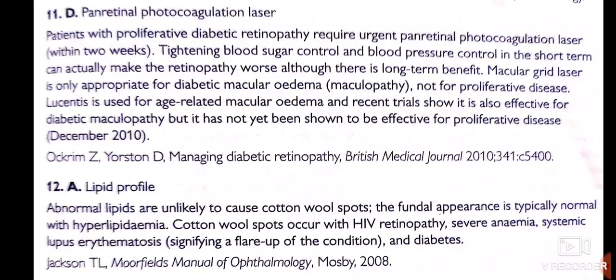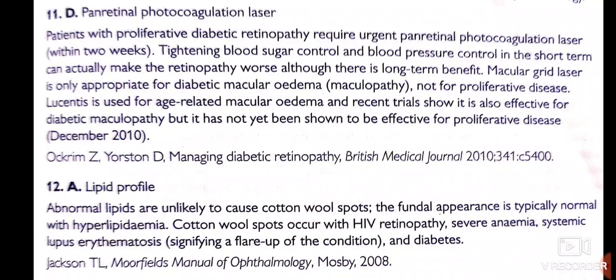Pan-retinal photocoagulation laser: a patient with proliferative diabetic retinopathy requires urgent pan-retinal photocoagulation laser within 2 weeks. Tightening blood sugar control and blood pressure control in the short term can actually make the retinopathy worse, although there is long-term benefit. Macular grid laser is only appropriate for diabetic macular edema, maculopathy, not for proliferative disease. Lucentis is used for age-related macular degeneration, and recent trials show it is also effective for diabetic maculopathy, but it has not yet been shown to be effective for proliferative disease.